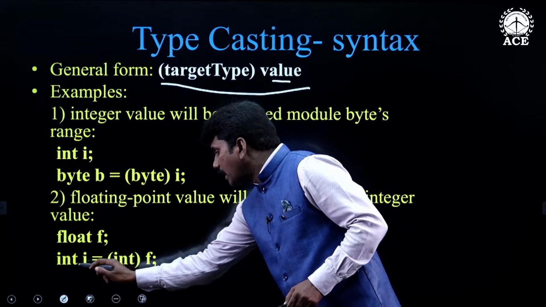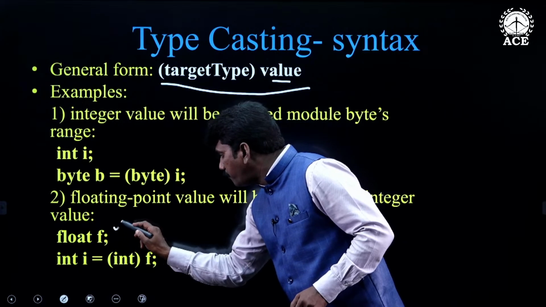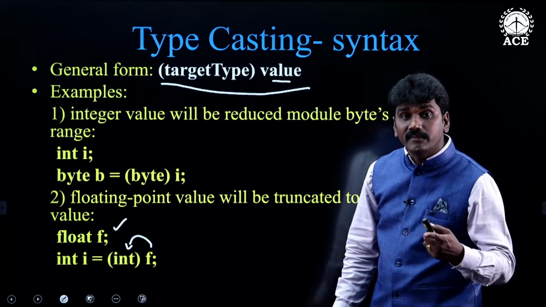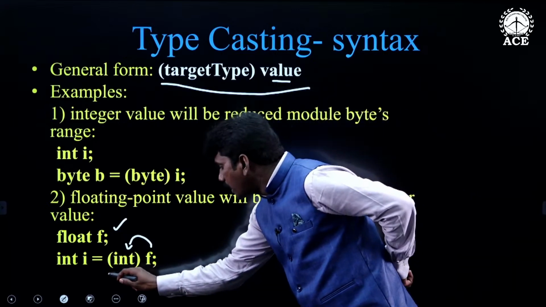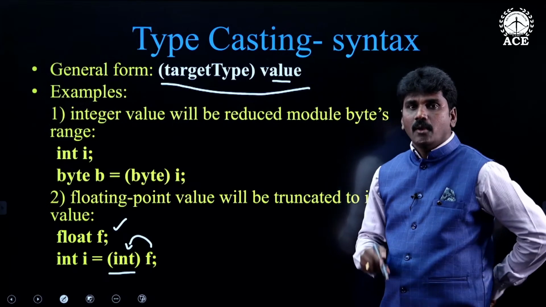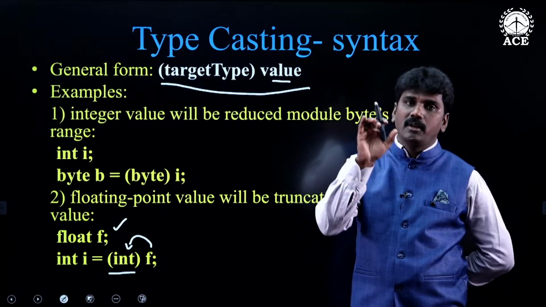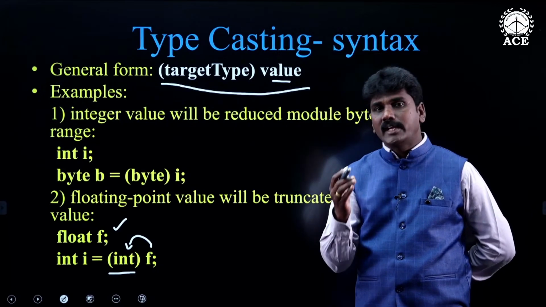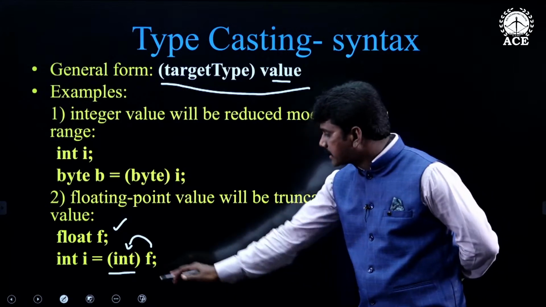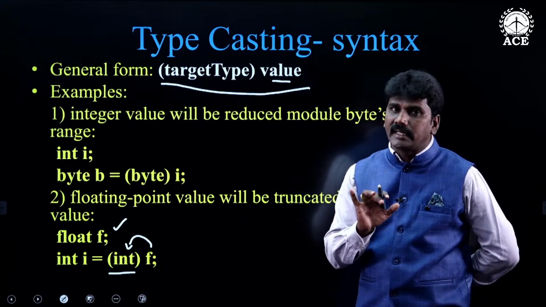Even for the floating point type we can do this, because floating point and integer compatibility is available. So float f and int i is equal to (int) f, meaning this floating point f is converted into integer type. Who is converting? Explicitly we are writing the statement for doing the type conversion. But if one variable is available in byte and we would like to store that in integer, then we need not apply any typecasting.